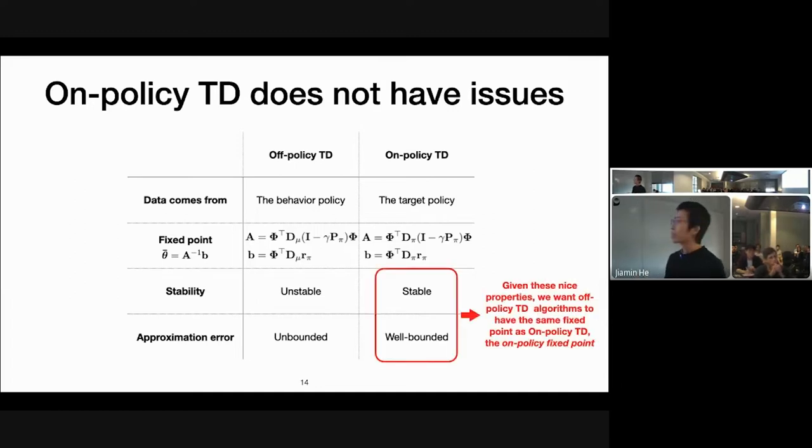And given these nice properties of on-policy TD and its fixed point, we want our off-policy TD algorithm to have the same fixed point as on-policy TD, that we call the on-policy fixed point.